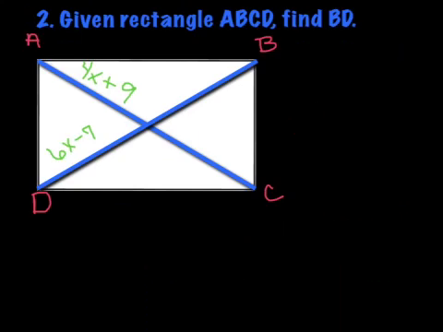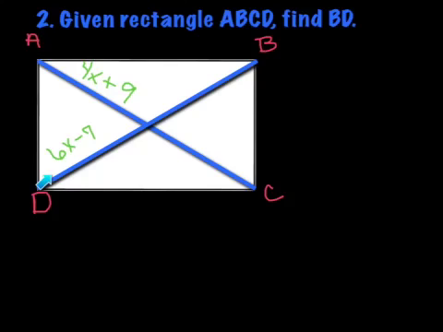All right, take a look at number 2. This is going to be our last problem for rectangles. So we have rectangle A, B, C, and D. And we know this length. Actually, we just know this length. And we just know this length. And we need to find BD. We want to know the whole length.